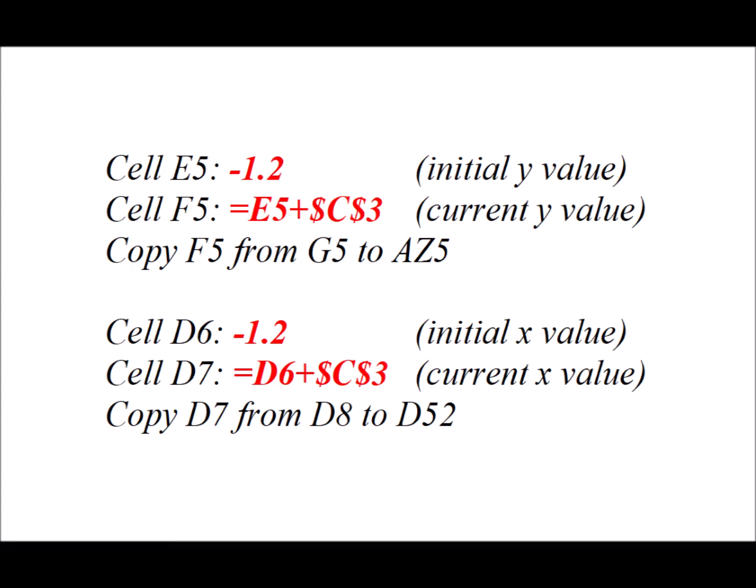And then similarly for the x coordinates, we have cell D6. We put the numerical value minus 1.2. In cell D7, we put a formula equals D6 plus $C$3, and that gives us the current x value. And then we're going to copy the formula D7 from D8 to D52.